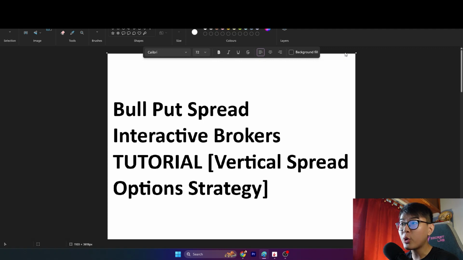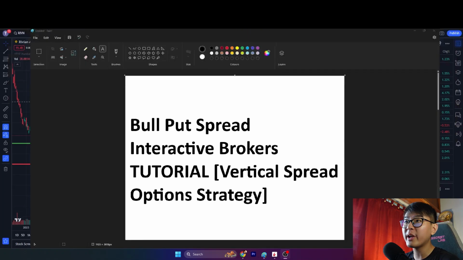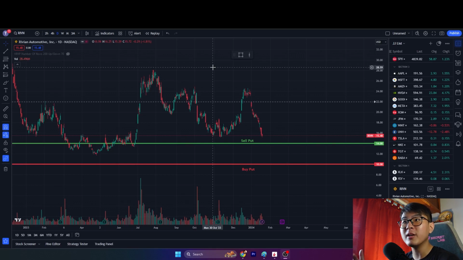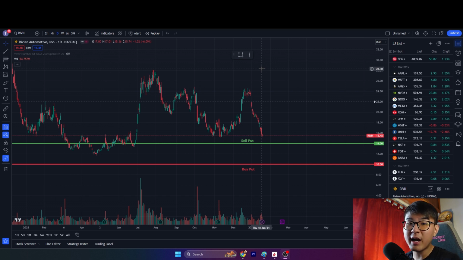In this video, I'll show you how to execute a bull put spread on Interactive Brokers. By the end of this video, I'll be demonstrating how to sell a bull put spread on the stock Rivian on Interactive Brokers so you can follow it step by step. This is another strategy you can utilize to help you get additional income from options trading.